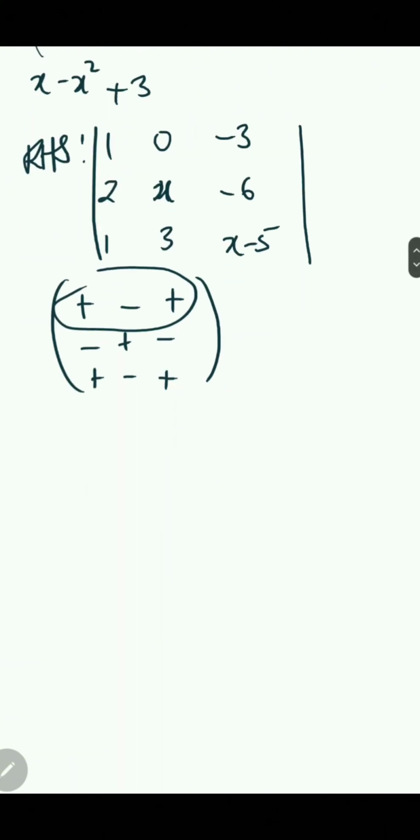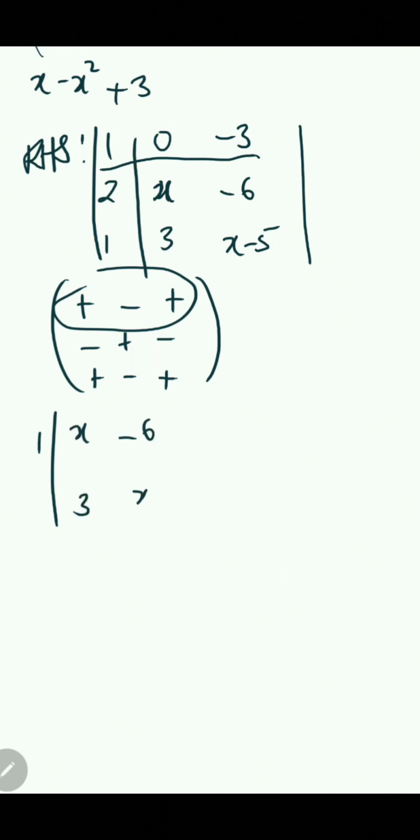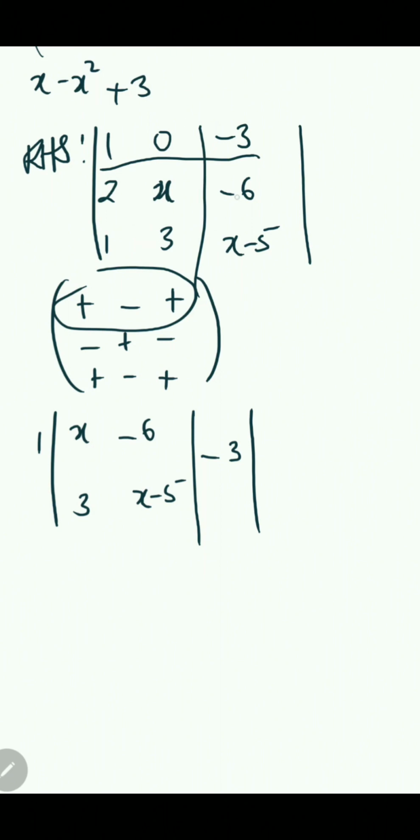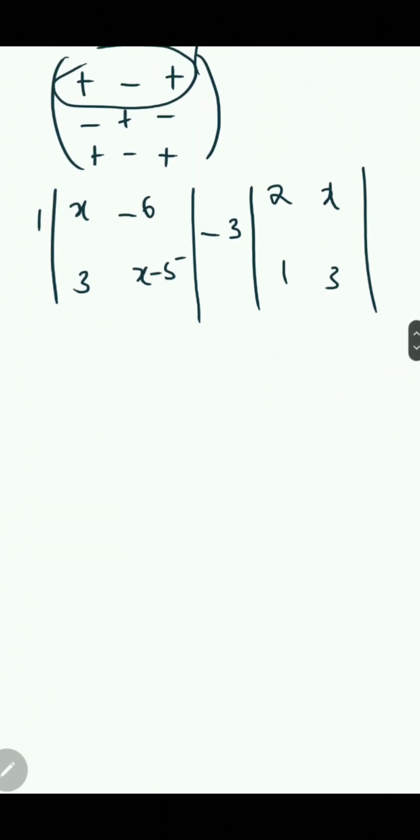In this case I'll choose the first row, meaning I'll multiply the positive with the first entry, which is 1, then cover the row and the column where 1 is. What will remain is the determinant of a 2 by 2 matrix. Then the 0 will give me just a 0, so I'll go with negative 3 multiplied by the positive, which will be a negative 3. Now I'm going to cover the row and the column where negative 3 is, so I'll remain with 2, 1, x and 3.